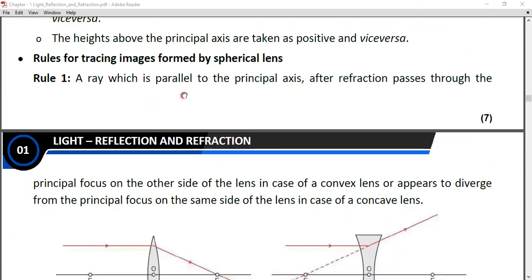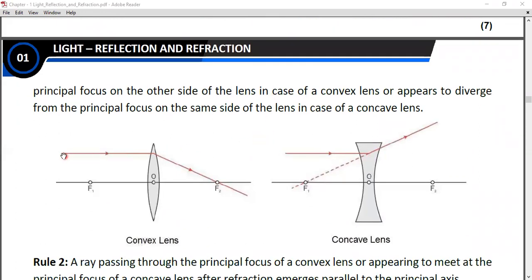In rule 1, guys, the light ray is falling parallel to the principal axis. Almost, this rule is similar to the concave mirror first rule. But in case of the concave mirror first rule, after reflection, the light ray passes through the focus on the same side like this, students. But here, it is going like this through the second focus.